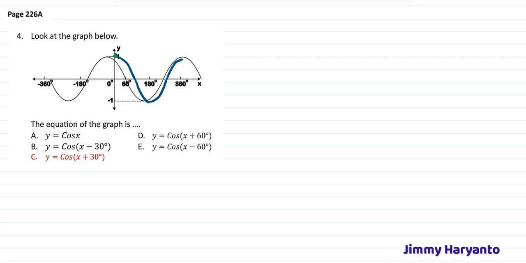Just take a look at this point. This point is translated to the left, but we don't know how much it is translated. So I don't think we can use that point. Let's use this point instead. This one is 90 degree. When you move it to the left hand side, it will become this. So from 90 to 60, that means the steps will be 30 degree to the left. So 30 degree to the left means this one, the C.